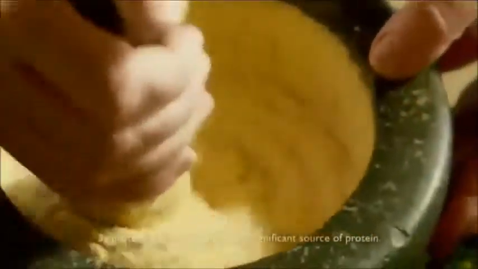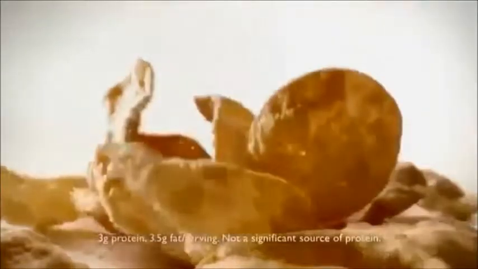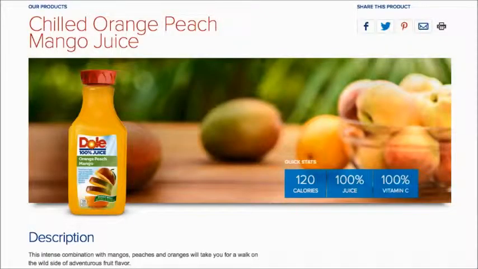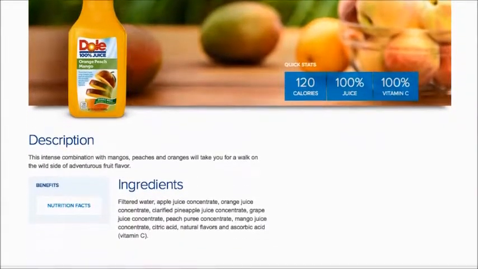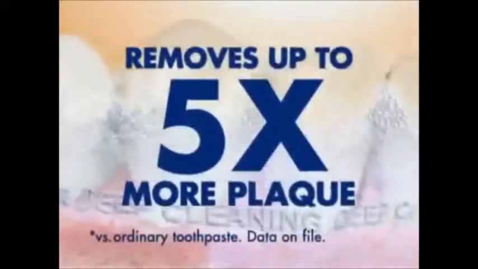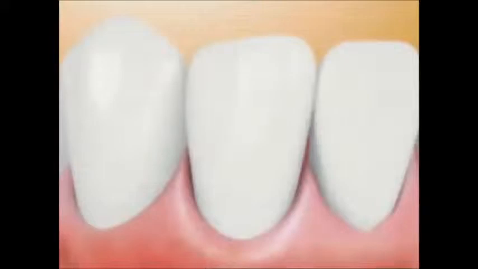This commercial for Kashi tells you what's in it. Notice the fine print. The Dole website contains nutrition facts. The Arm & Hammer toothpaste commercial shares what the product does, and adds a little website information for you also.